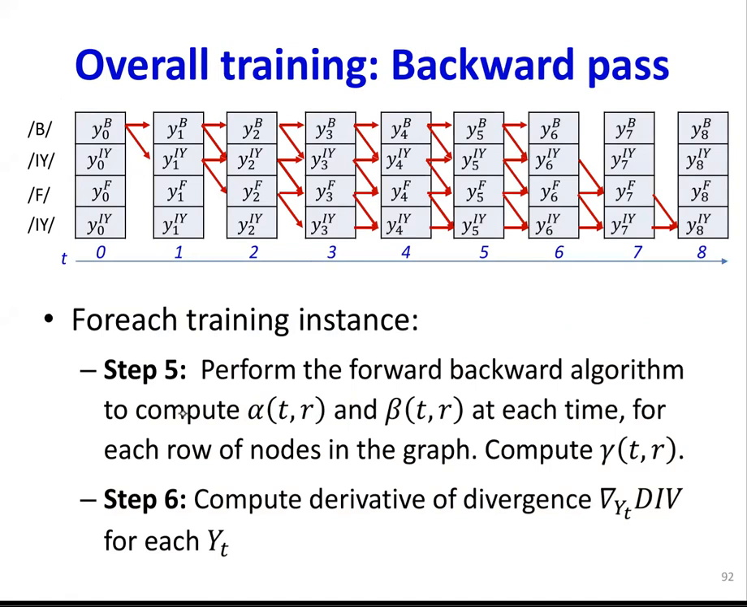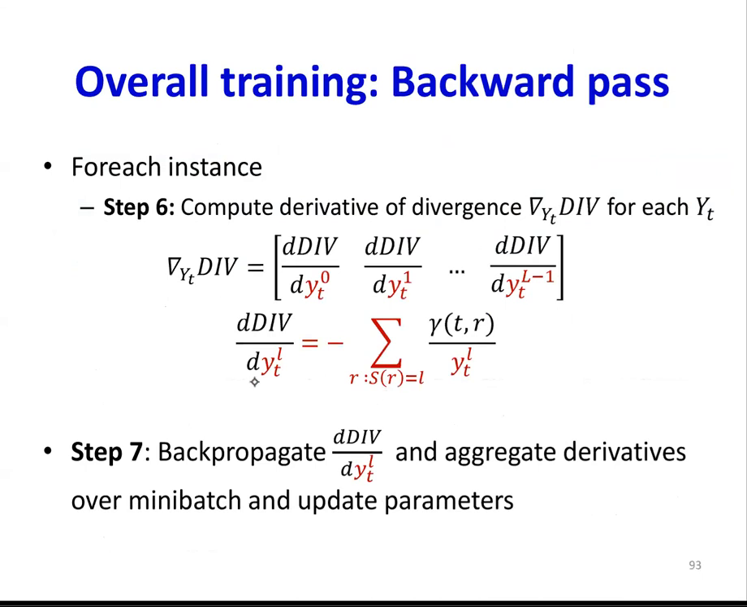You do the forward algorithm and compute the alphas for every node in the graph. You perform the backward pass and compute the betas for every node in the graph. From the alphas and betas, you can compute the gammas. From the gammas, you can compute the derivative of the divergence with respect to the network output at each time, which is given by this formula here. And now you have the derivative of the divergence with respect to the output of the network at each time. You can just back propagate that further and train the network.